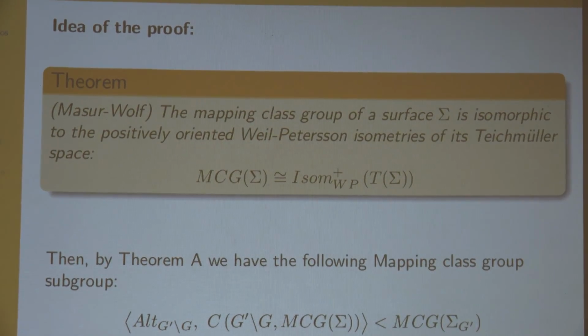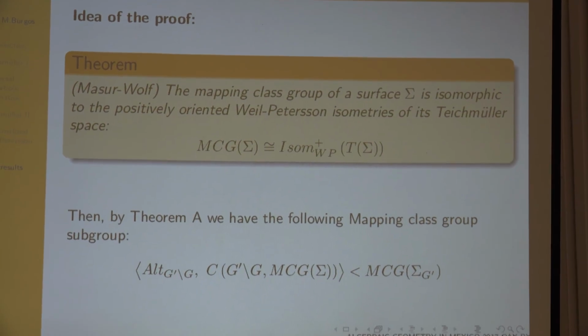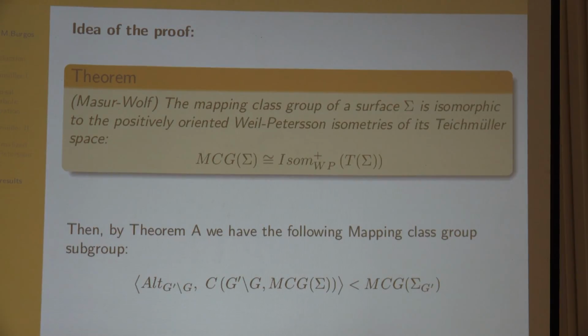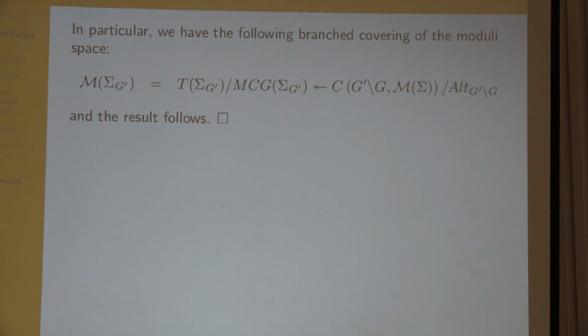And then by Theorem A, it's very simple to do the math in here. We have the following subgroup of the mapping class group. And in particular, we have the following branched covering. Recall that the moduli space is just the quotient of Teichmüller space by its mapping class group. So we get the result.